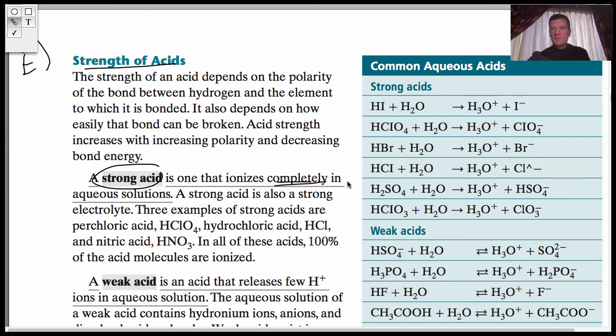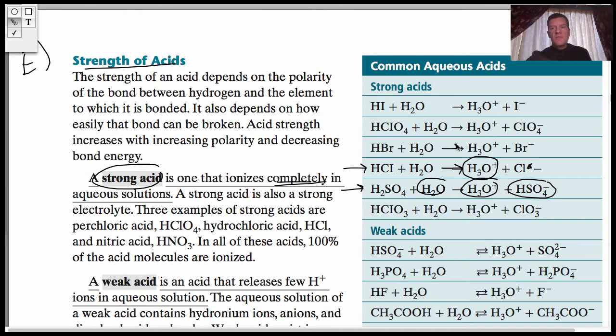Here's an example. This is a very common strong acid, HCl. When you put it into water, notice the arrow goes only one direction, and you're going to get H3O plus, the hydronium, and Cl negative. Same thing with sulfuric acid. Sulfuric acid added to water, you're going to get the hydronium, and you're going to get this ion here, which is basically the H2SO4 without one of the H's, the H plus.